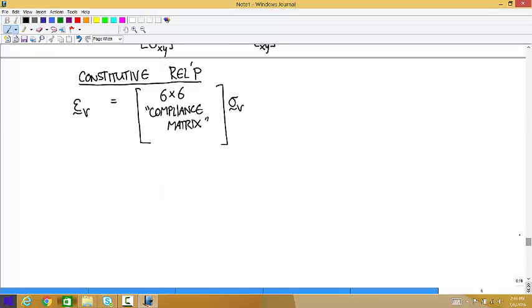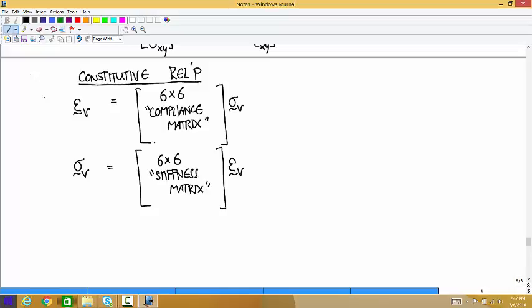Or you can take the inverse of the compliance matrix and you get this relationship that says the Voigt stress is equal to a different 6x6 matrix times the Voigt strain. And this is a 6x6 matrix called the stiffness matrix, because the bigger the values are, the more resistant to deformation the material is. These are inverses, so it makes sense that they mean sort of opposite things.